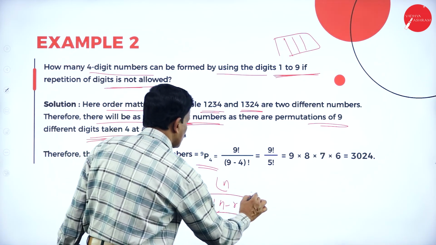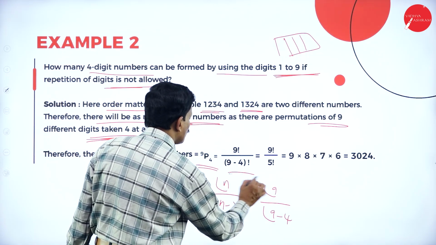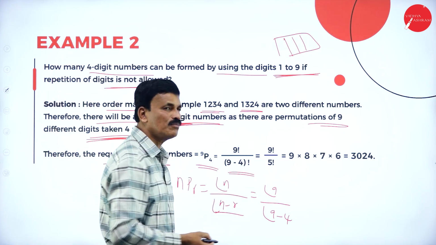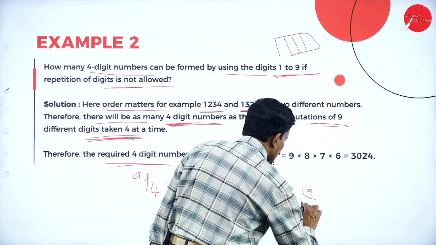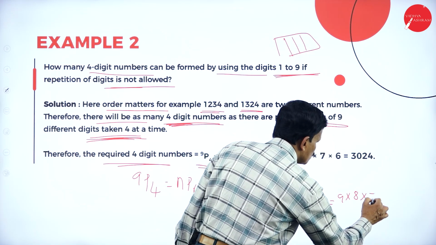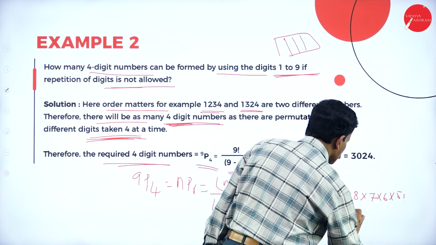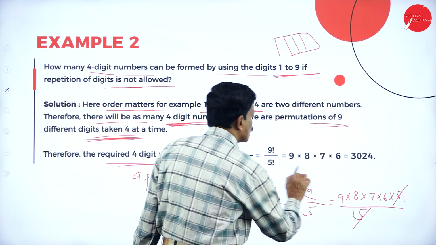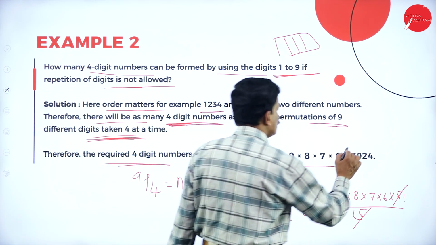That is nothing but factorial 9 divided by factorial 9 minus 4. Factorial 9 divided by 9 minus 4 is 9 factorial divided by 5 factorial. This can be written as 9 into 8 into 7 into 6 into factorial 5, divided by 5 factorial. These two get cancelled. 9 into 8 into 7 into 6 is 3024.